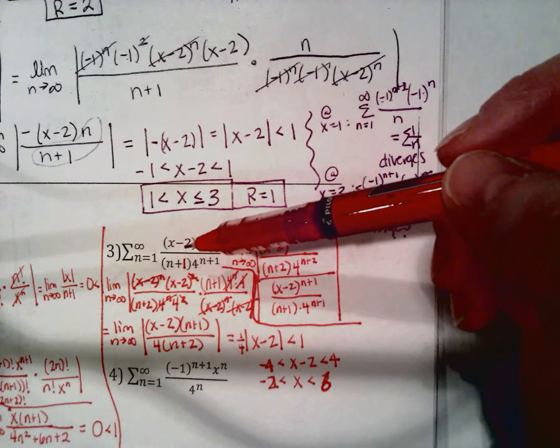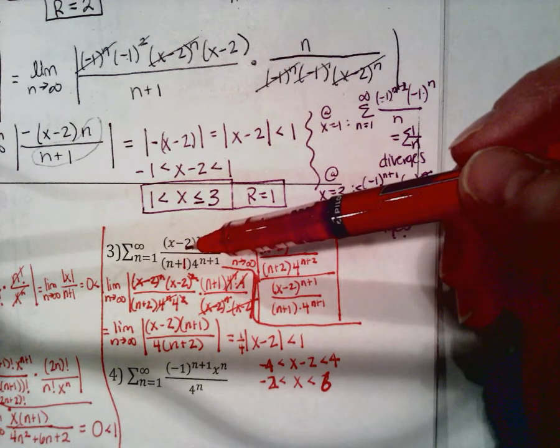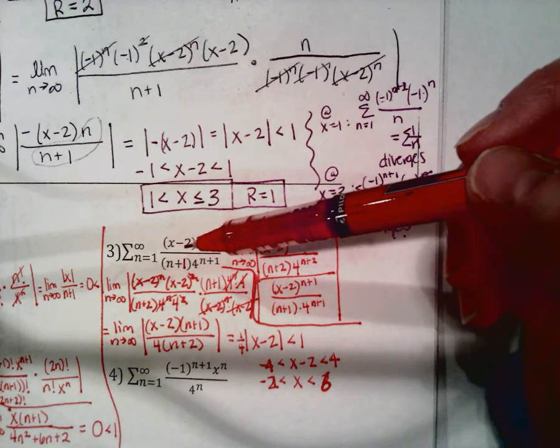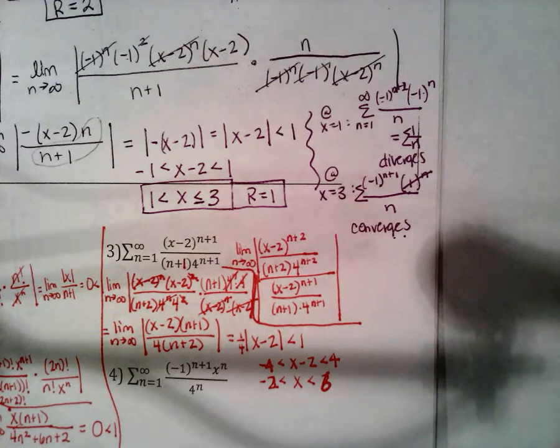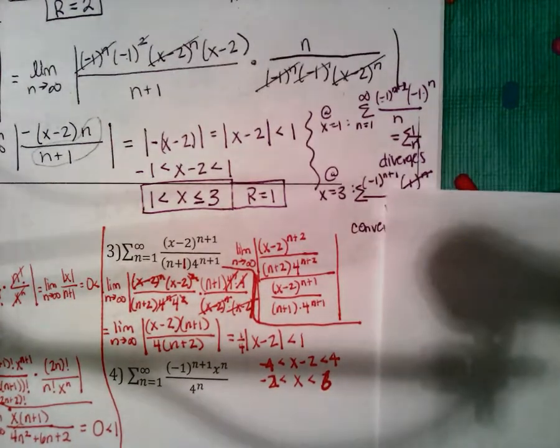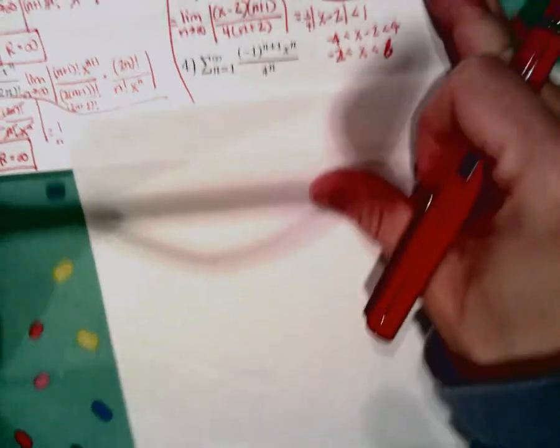Sorry. Trying to find my work. Okay, so I might need to do this on a separate sheet of paper. So to check the endpoints here, if the negative 2 and the 6 are included.